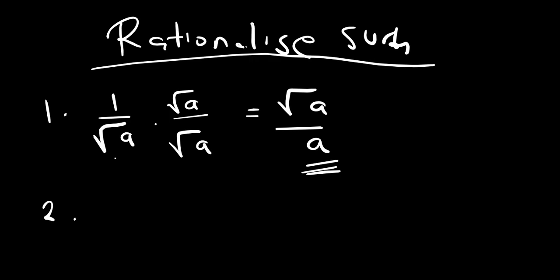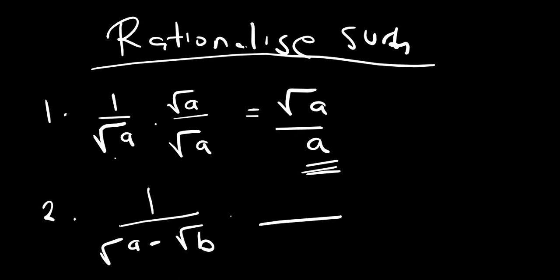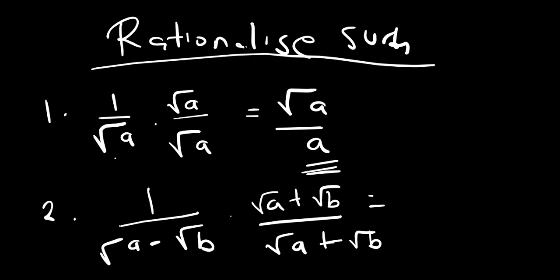Then another principle that you need to remember is the principle of the conjugate. Now if you have, let me say, 1 over the square root of a minus the square root of b, you are going to multiply by the conjugate on both sides, or the opposite of root a minus root b, which in this case is root a plus root b. So you are going to multiply this on both the denominator and the numerator.